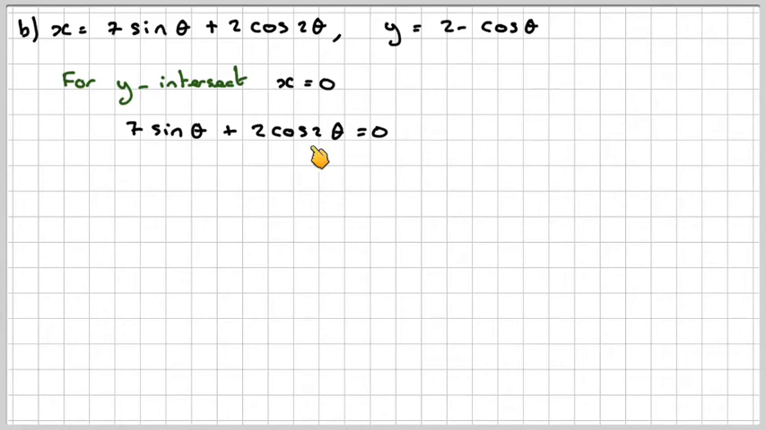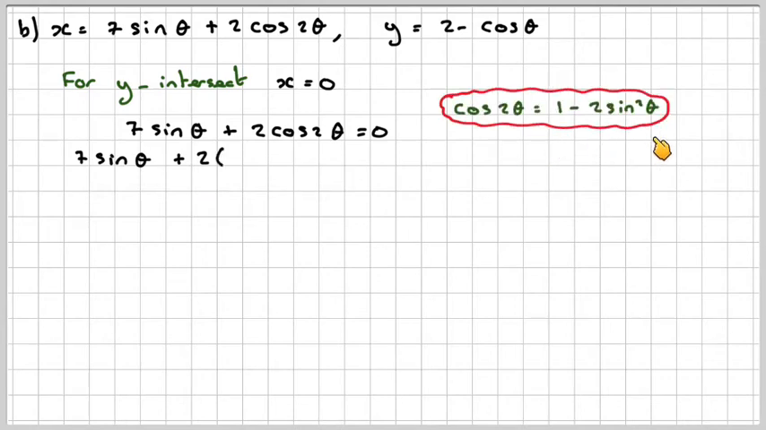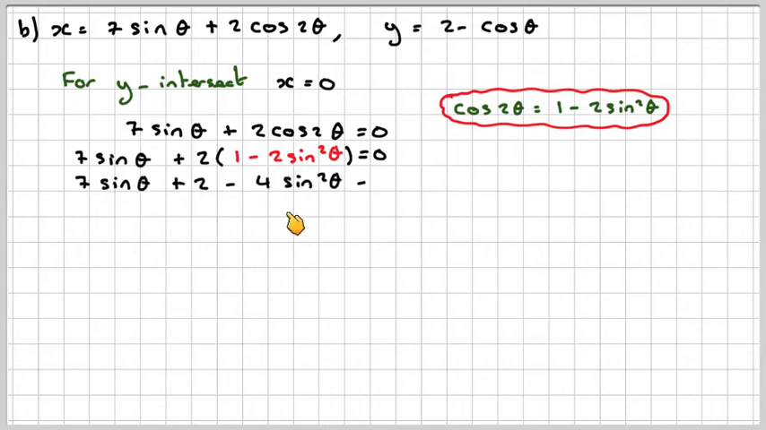Now we have to make this all sine by making an identity for this one. So we've got 7 sine theta plus 2. Now cos 2 theta is also equal to 1 minus 2 sine squared theta. So substituting that in here, we get 1 minus 2 sine squared theta is equal to 0. So we get 7 sine theta plus 2 minus 4 sine squared theta is equal to 0. Therefore, 4 sine squared theta minus 7 sine theta minus 2 is equal to 0.